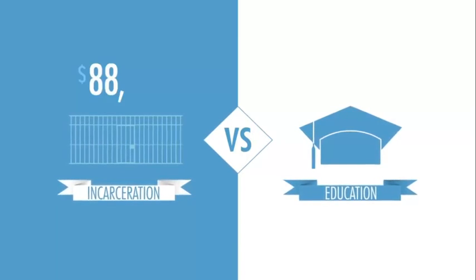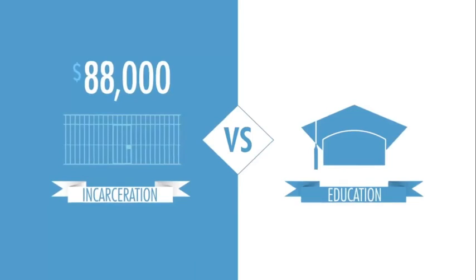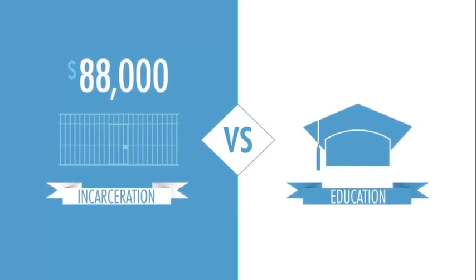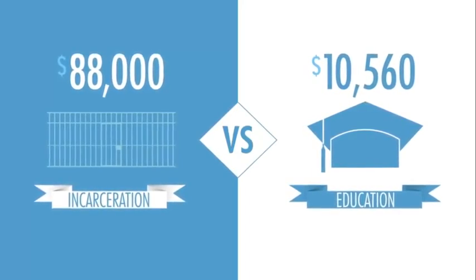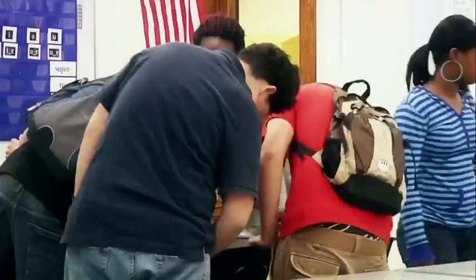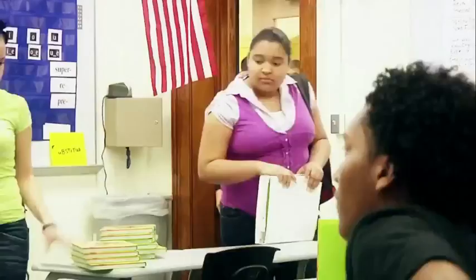It costs an average of $88,000 a year to incarcerate a young person. It costs an average of $10,560 per year to educate them. Most adults want to keep young people out of prison and in a classroom.